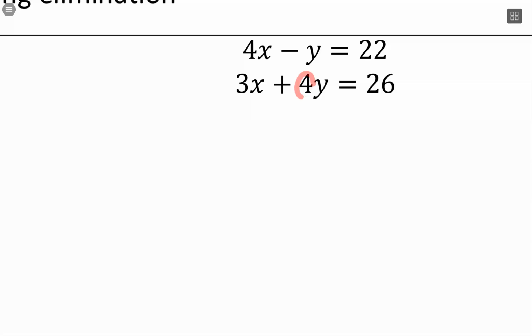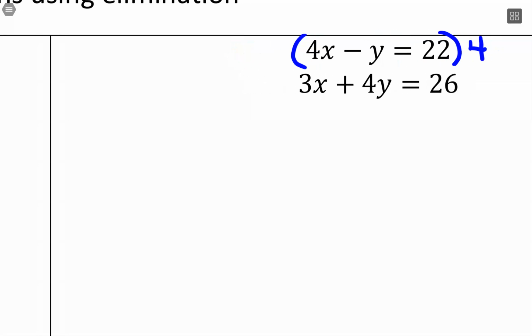I have 4 on one of them. All I need is a 4 in front of that y right there. If I have a negative 4y and then plus 4y, those will cancel out. So, just because I want a 4 right there, I am going to multiply this entire equation, again, it has to be every single term, by 4. So what this is going to do, I'm going to rewrite my equation. Multiplying by 4, so now I'll have 16x minus 4y equals 88.